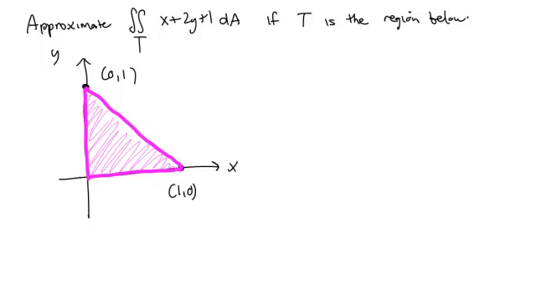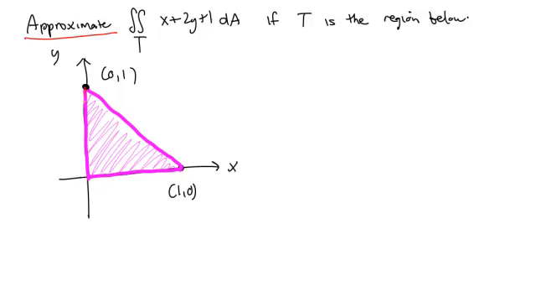Approximate the double integral of the function x plus 2y plus 1 dA over the region R, if R is this triangular region shown below. Since we want to approximate this integral, and the only tool we've seen in our toolkit right now is the definition, let's do that. Let's just come up with a Riemann sum which approximates this.